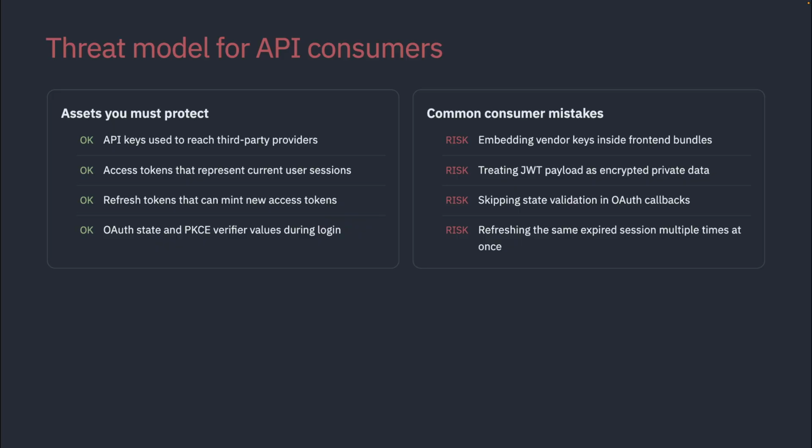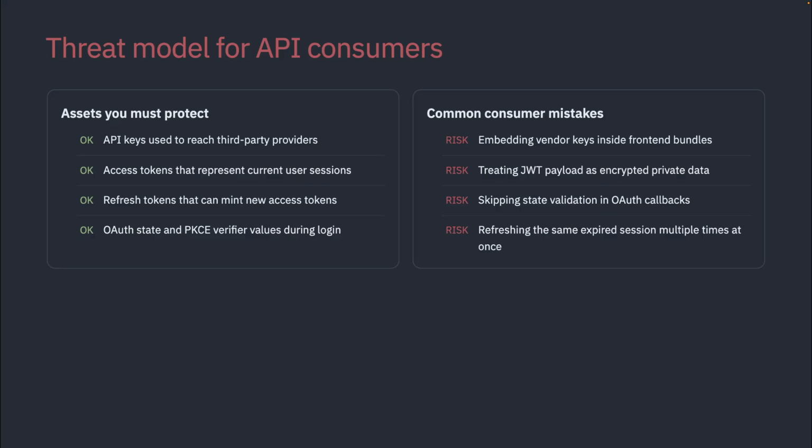What we need to protect are one of the most common mistakes that we can have. API keys used to reach third-party providers need to be protected. Access tokens that represent the current user and sessions need to be protected. Refresh tokens, and what is an access token and a refresh token, we will talk about that later. OAuth state and PKCE certificates for verified issues should be protected.